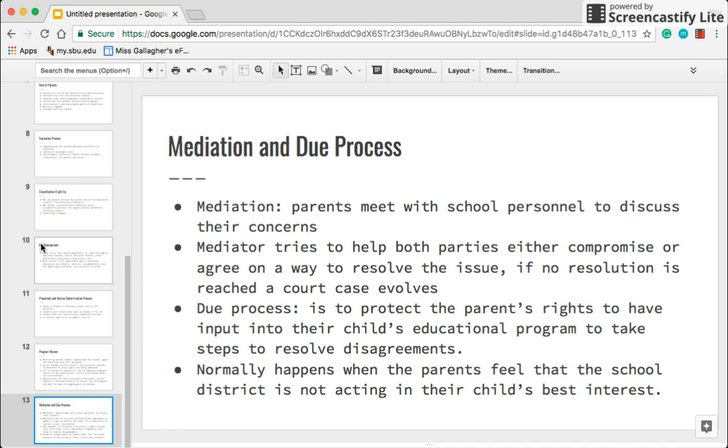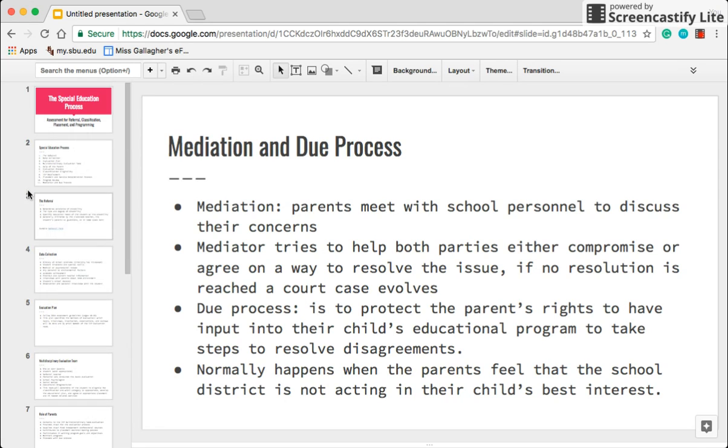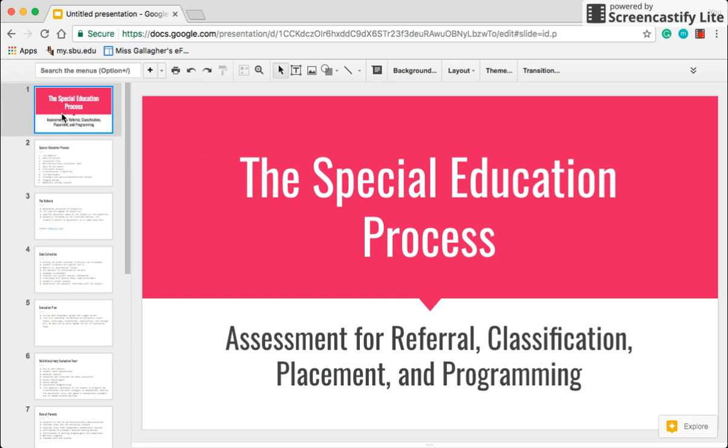Another part is due process, and this is just to protect the parents' rights to have input into their child's educational program and to take steps to resolve any disagreements. So this normally happens when the parents feel that the school district is not acting in their child's best interest. This is the last part of it. So as you can see, there's 11 sections to the educational process, and that was talking about assessment for referral, classification, placement, and programming.